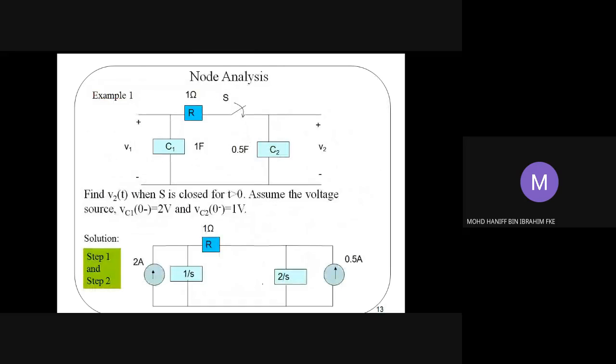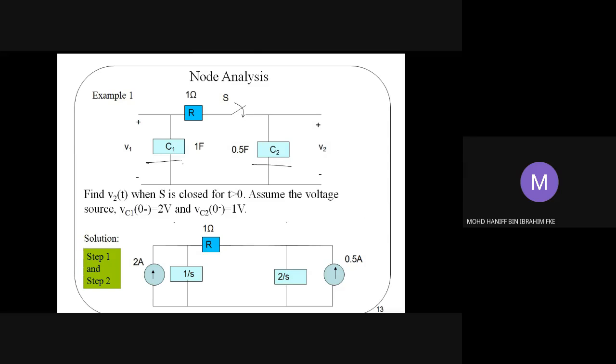Let's have a look at this example to test our understanding of this node analysis. We are given two nodes here, and for these particular nodes, we have a capacitor C1 and a capacitor C2. The voltage is V1 across the C1 capacitor of 1 farad. V2 is the voltage drop across the C2 capacitor of 0.5 farad. We have a resistor R of 1 ohm, and there should be a switch over there.